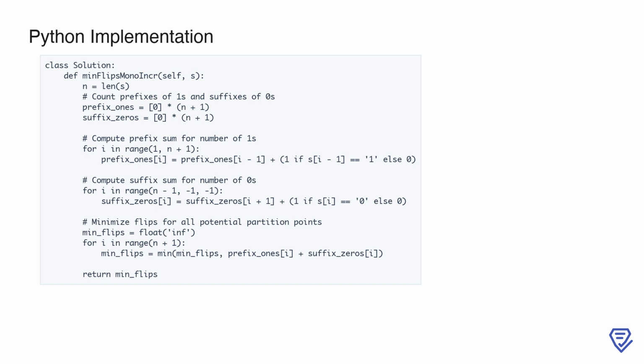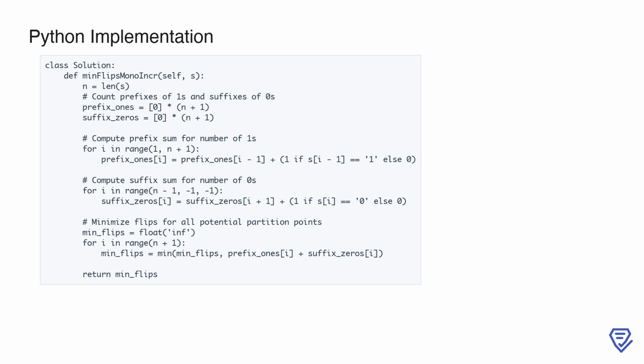Next, we compute suffix_zeros, where suffix_zeros[i] contains the number of zeros in the string from index i to the end. This helps determine how many zeros need to be flipped after a partition point. The key idea is to iterate through all possible partition points, from 0 to n, in the binary string. At each partition point, the cost of flips is the sum of prefix_ones[i], flipping all ones before the partition, and suffix_zeros[i], flipping all zeros after the partition. We track the minimum cost across all possible partition points to find the optimal solution.